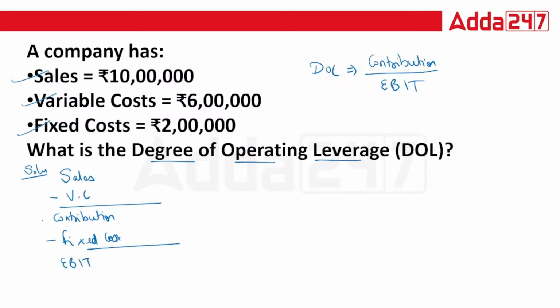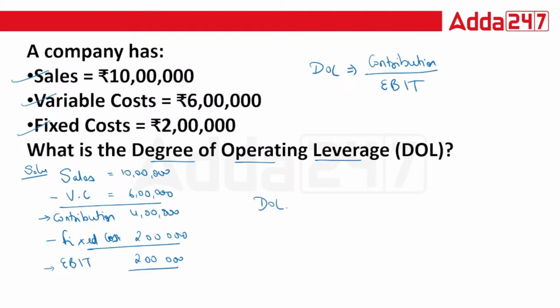Now, how can you remember? See, in this income statement, the first thing coming is contribution. So you are going to write in your numerator contribution, and then EBIT is coming, so in the denominator you are going to write EBIT. So sales is equal to 10 lakhs, variable cost is equal to 6 lakhs, contribution is equal to 4 lakhs, fixed cost is equal to 2 lakhs. So EBIT is 2 lakhs.